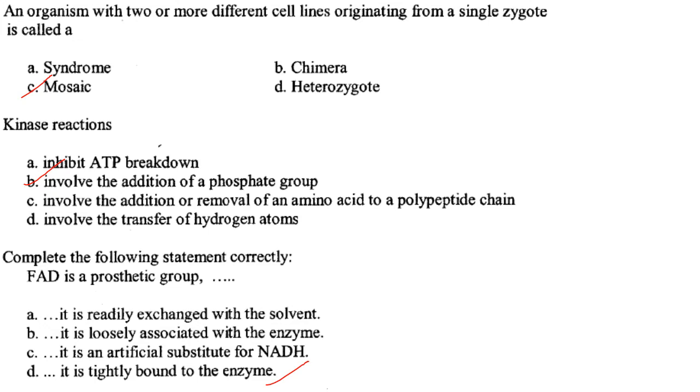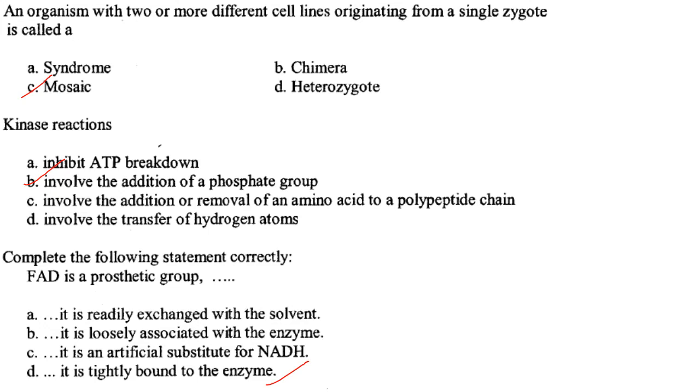Okay. Then kinase reaction. Kinases catalyze the phosphorylation of other proteins or substrates, which may trigger their activation. So after phosphorylation, these proteins get activated. And phosphorylation involves the addition of a phosphate group to the target molecule. So kinase reactions involve the addition of a phosphate group. Answer is option B.